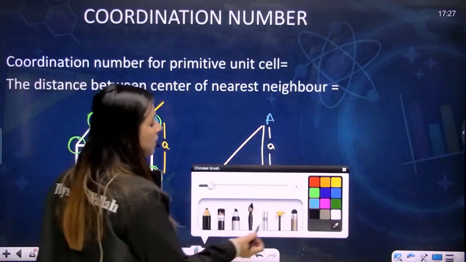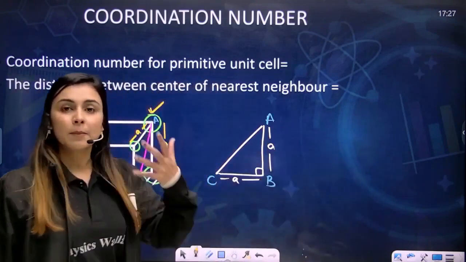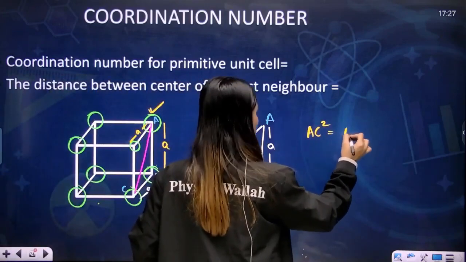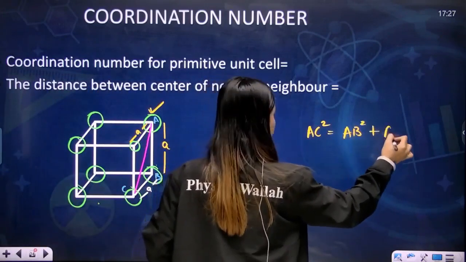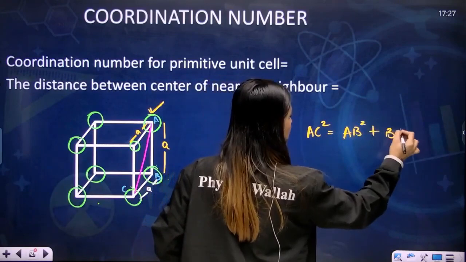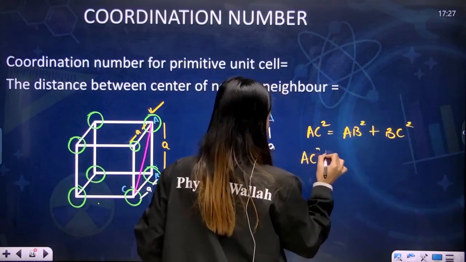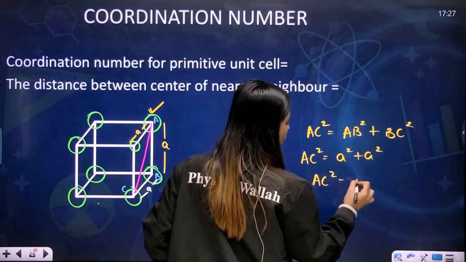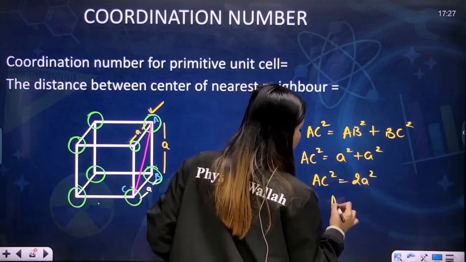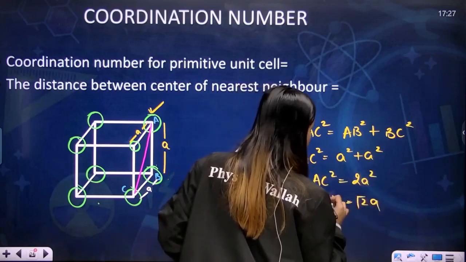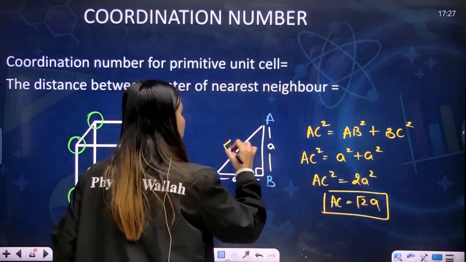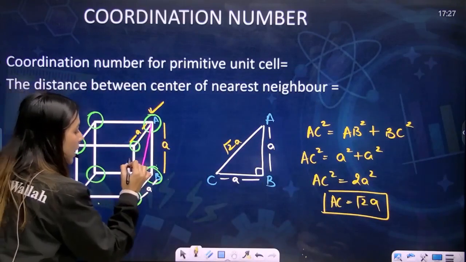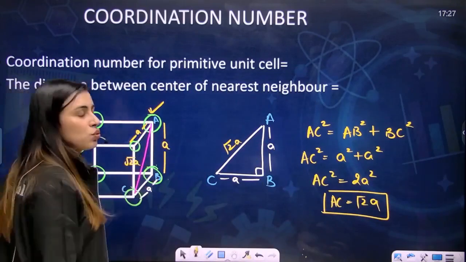So how can you find it? This is simple maths, my dear students. Pythagoras theorem. You know that AC squared will be equal to AB squared plus BC squared. So AC squared would be equal to a squared plus a squared. So AC squared will be equal to 2a squared. So AC would be root 2 a. So the length of this particular part is root 2 a. So can I say that this atom and this atom are at root 2 a distance from each other?